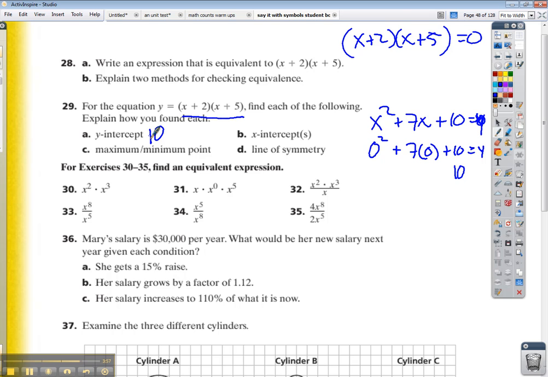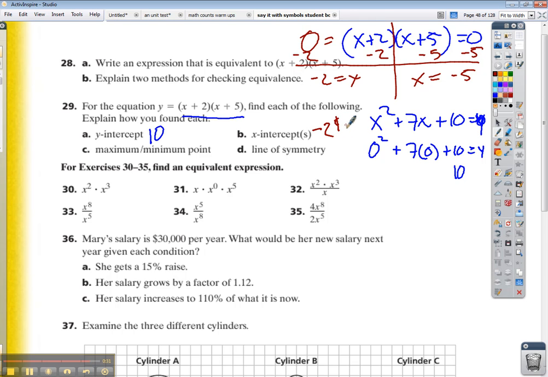For my x-intercepts, I'm going to have to use my factored form equation. I'm going to set both linear terms, because x plus 2 is a linear term, x plus 5 is a linear term, equal to 0. What's the opposite of adding 2 to x? Well, subtracting 2, so I'll subtract 2 from both sides, so I get negative 2 is equal to x, so that's one x-intercept. Subtract 5 from both sides, so I get x is equal to negative 5. So my x-intercepts are negative 2 and negative 5.